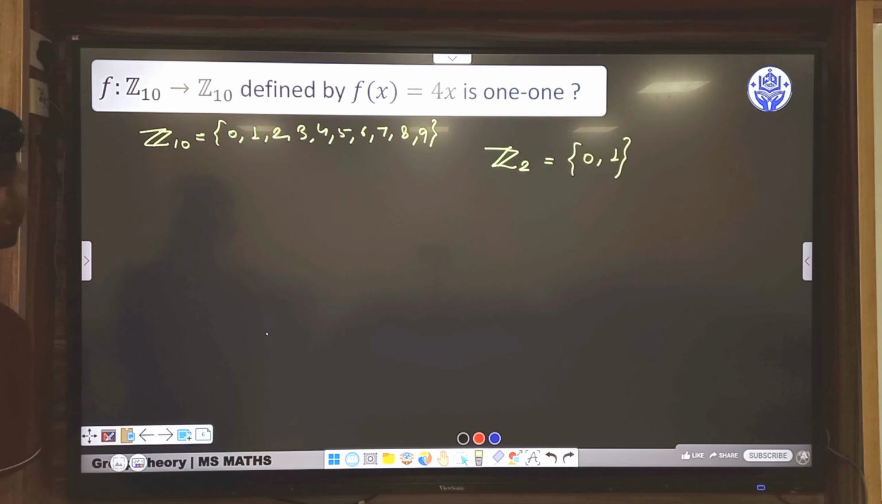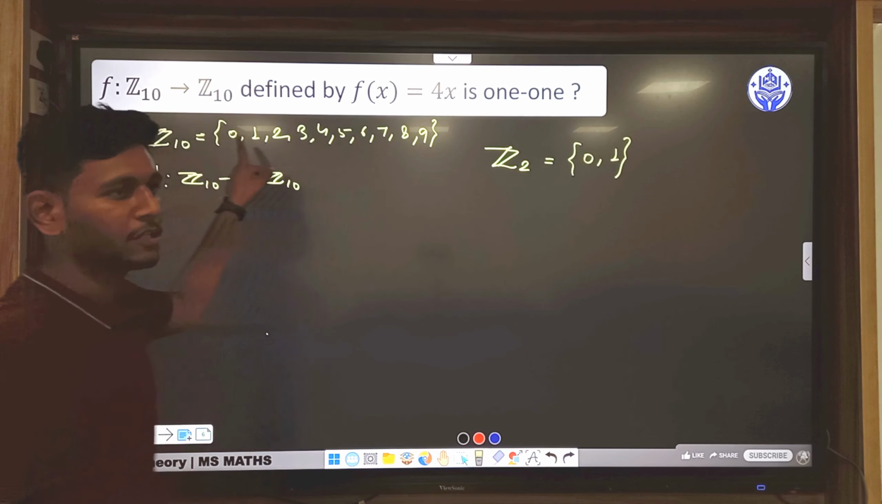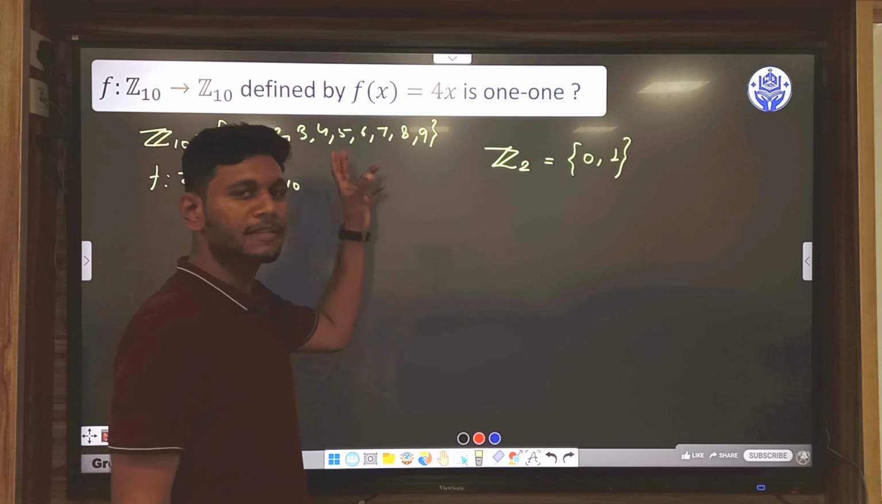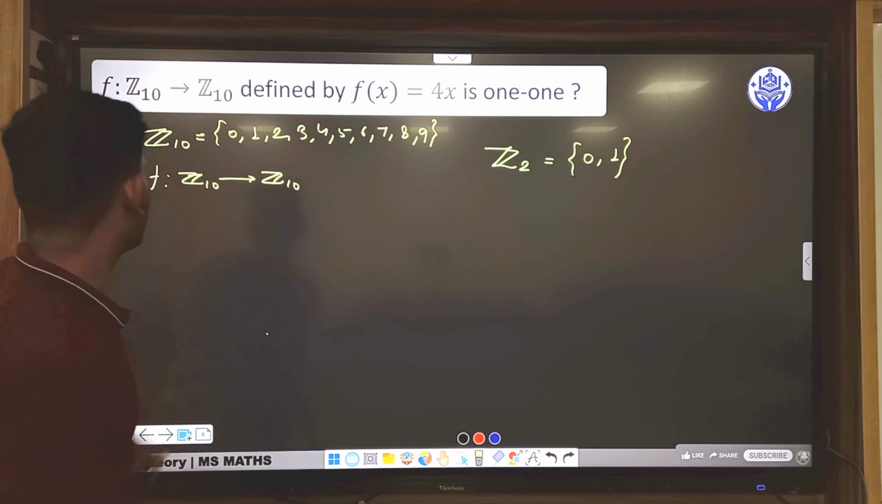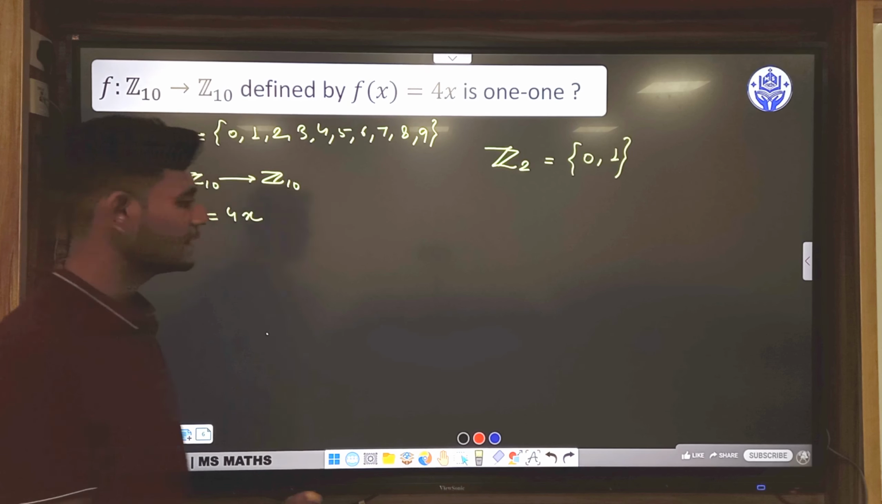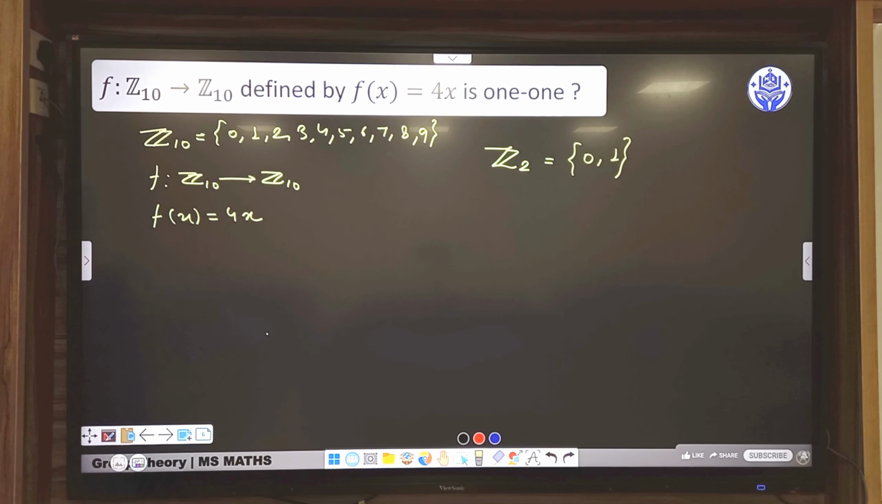Now, it is saying that if I have a function from Z10 to Z10, it means I will take inputs from this particular set only. I can't take any value other than this particular set. Okay, and the function is defined like this: f of x is equal to 4x. Now, is it 1-1 or not? How can we identify 1-1 or not? It is just simple. We can just take any value.